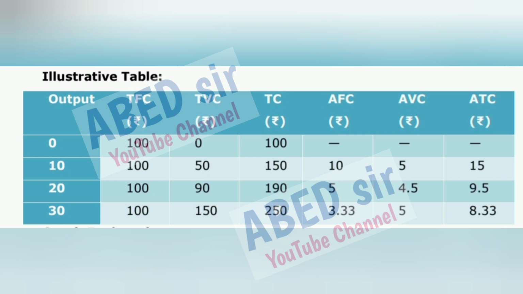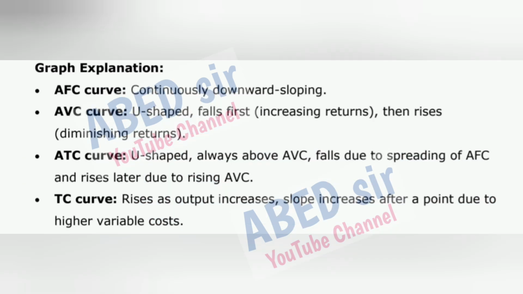Illustrative table: Output, TFC, TVC, TC, AFC, AVC, ATC. 0, 100, 0, 100. 10, 100, 50, 150, 10, 5, 15. 20, 100, 90, 190, 5, 4.5, 9.5. 30, 100, 150, 250, 3.33, 5, 8.33. Graph explanation: the AFC curve is continuously downward sloping.